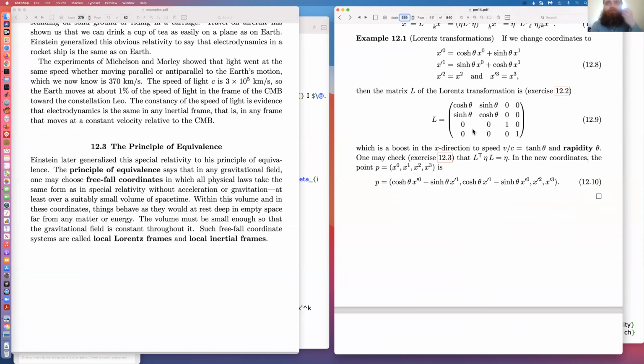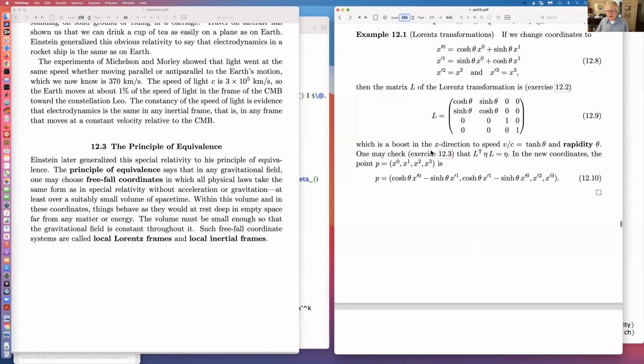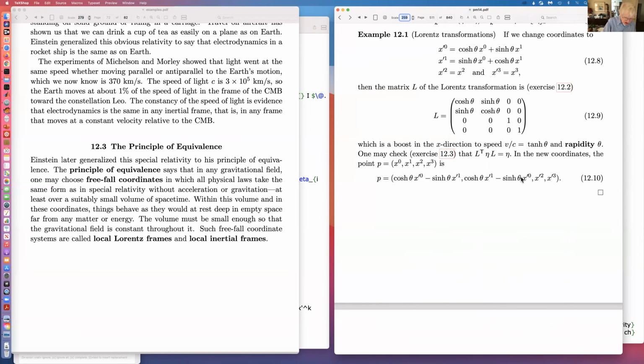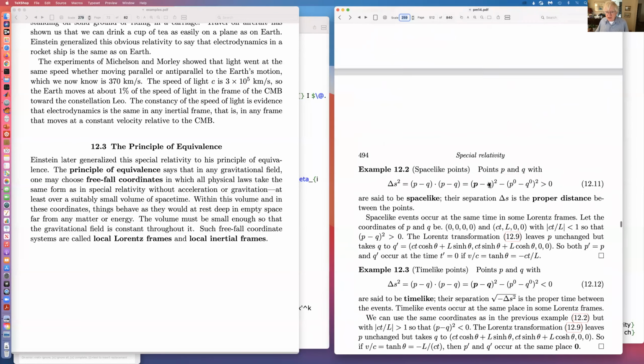Why do you write transpose? Well, in general, it's L transpose. If you have a rotation, it's not the same; for rotations, the transposition has an effect. Okay. And here, I shouldn't have had primes on this, so I need to fix equation 1210. That's too bad because that's in the published version.